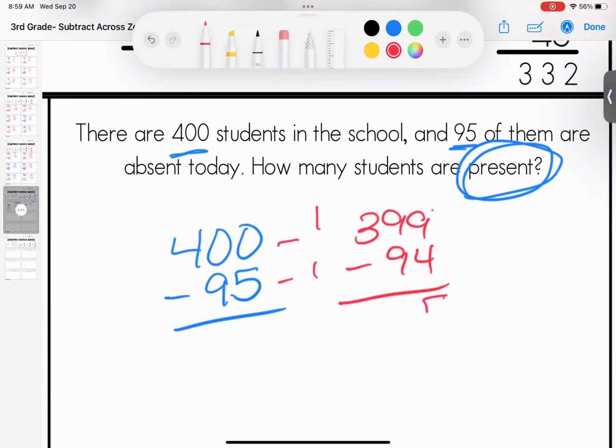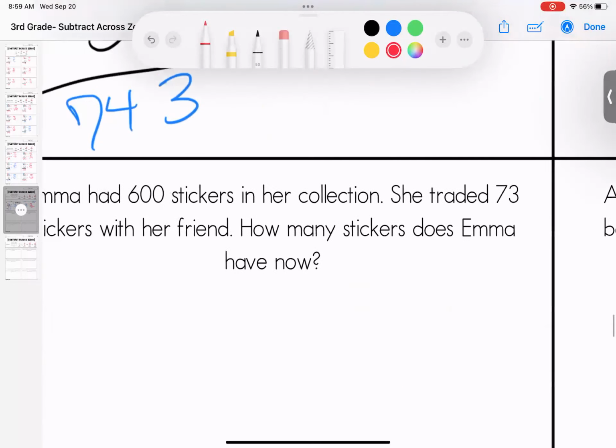9 minus 4 is 5. 9 minus 9 is 0. 3 minus 0 is 3. There are 305 students present. There are 305 students present down here.